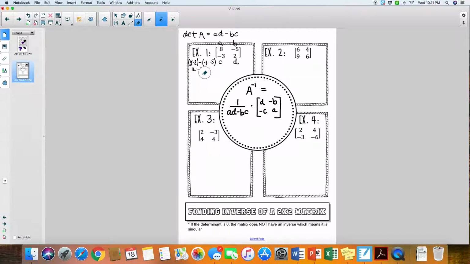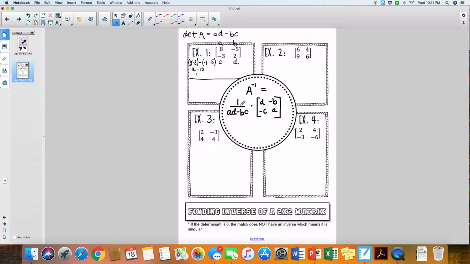Because the negative times the negative is a positive, this will be 16 minus 15, which is 1. So that means the determinant is 1. It's not 0, so this matrix does have an inverse. All right, so now I can put this into my formula.